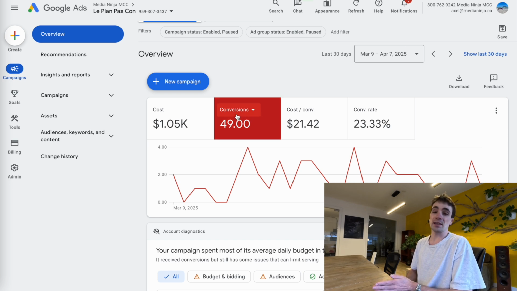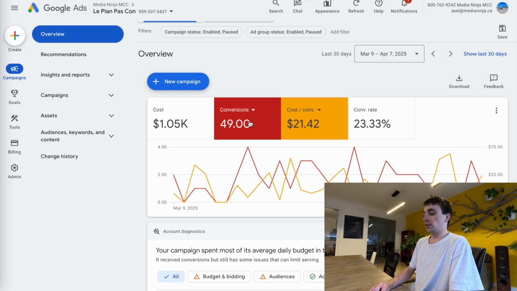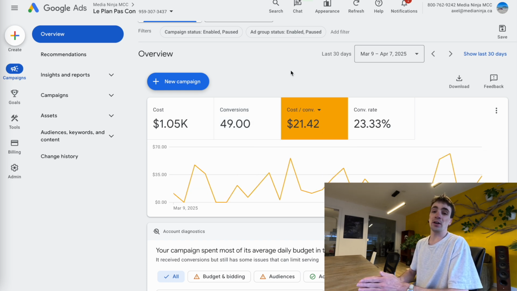And a conversion for this guy specifically is when someone submits a quote form filled for his moving company. So in the past month, he's achieved to get 49 quotes. So as a recap, the conversions is the amount of results you got as a single number within your ads. The cost per conversion is how much it costs for each of these conversions as an average value.